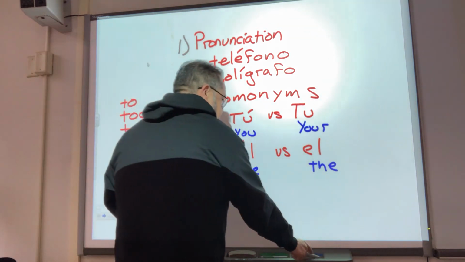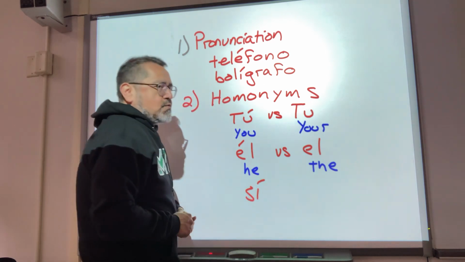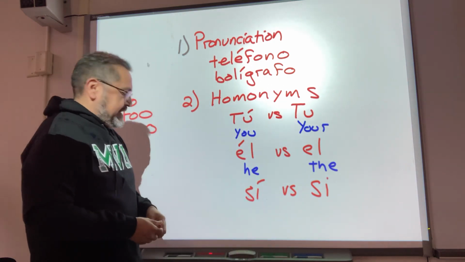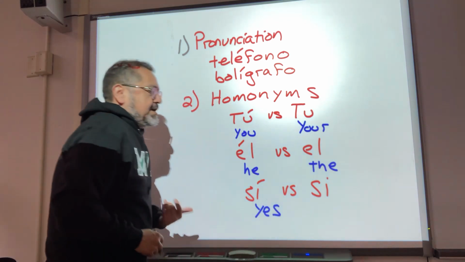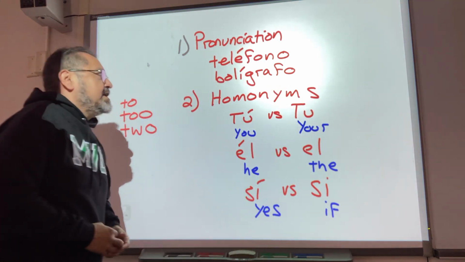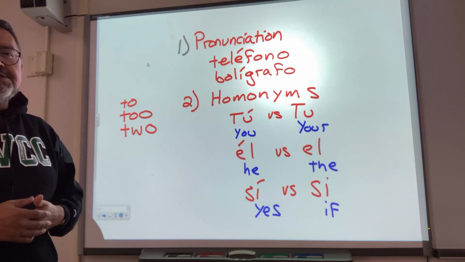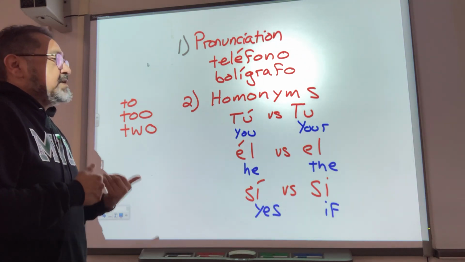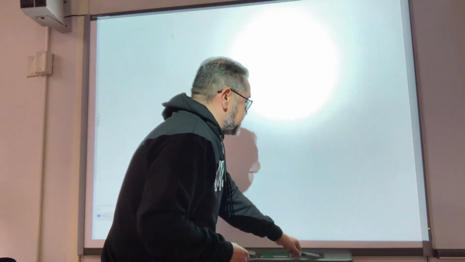And then the last one that you'll encounter in at least Spanish 1 is sí with an accent, and then si without an accent. Sí with an accent means yes. Si without an accent means if. Now, there are dozens more of these, but for now, since you're only in Spanish 1, this is all you really need.